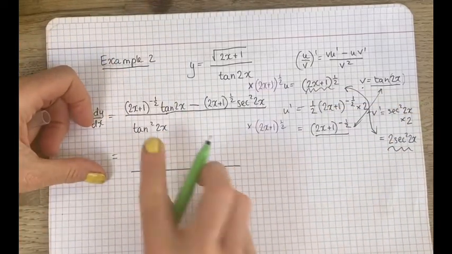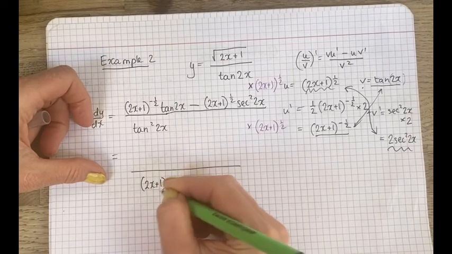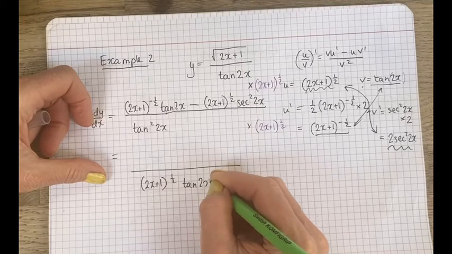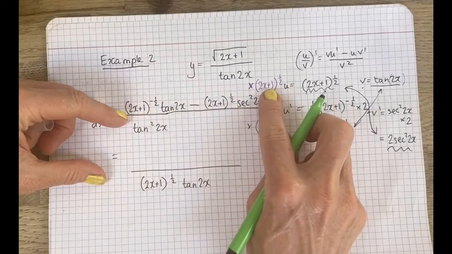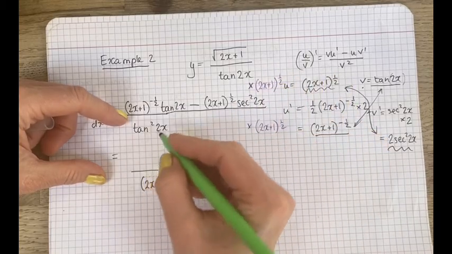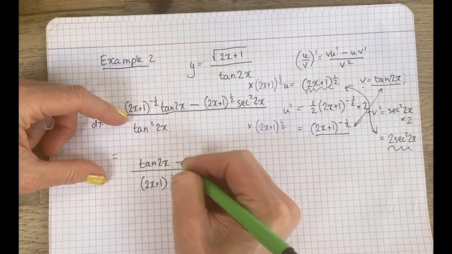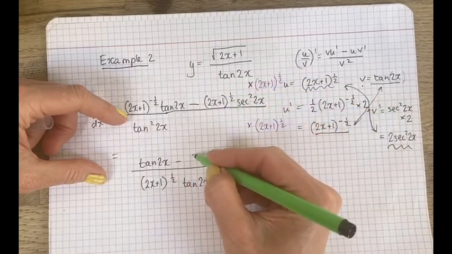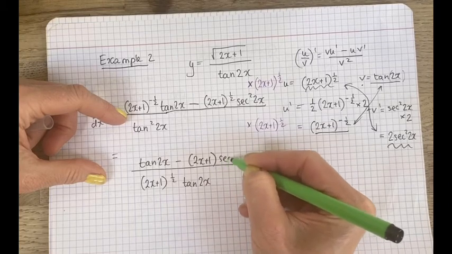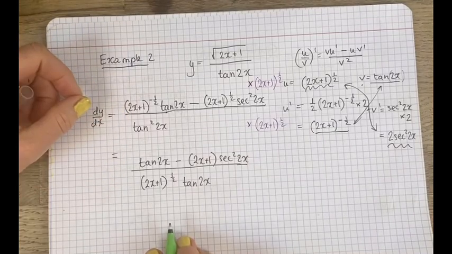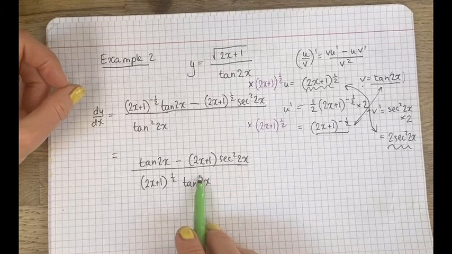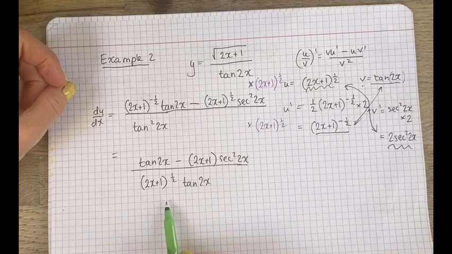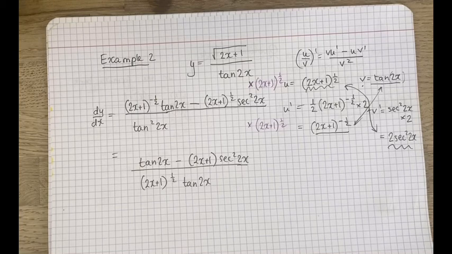Okay, so on the bottom of the fraction, I will have 2x plus 1 to the power of a half multiplied by tan 2x. On the top, if I multiply these two together, the 2x plus 1 to the power of minus a half will cancel with 2x plus 1 to the power of a half, because it will become power of 0. So you are left with tan 2x minus, if you multiply these two together, you're going to end up with 2x plus 1 multiplied by sec squared 2x. Okay, we're going to leave it like this. You might want to write it as a square root. Later on you will learn how to replace sec squared with tan squared, learning a new identity, but I think for what I need you to show, that's enough. Okay, so you're now ready to do some questions on quotient rule.